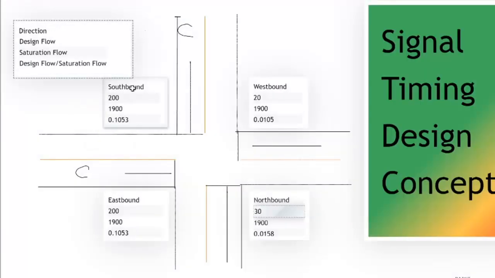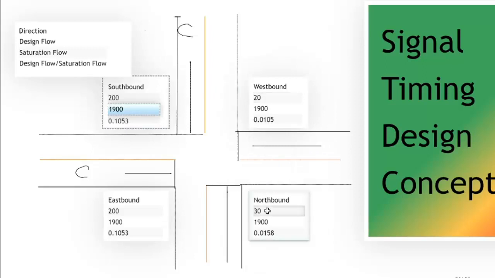Each of these four tiny spreadsheets is showing the direction, the design flow, the volume that you're designing for, the saturation flow, and the ratio of the design flow and the saturation flow. So in the southbound direction, you have 200 as the volume and 1900 as the capacity, and the ratio is hence 0.1053. Likewise, the northbound is 30 vehicles per hour, and the capacity is 1900.